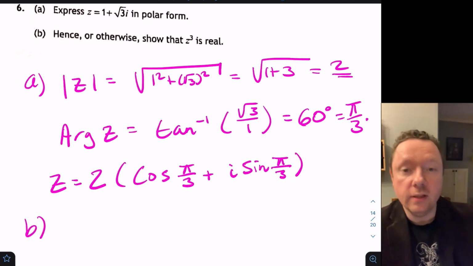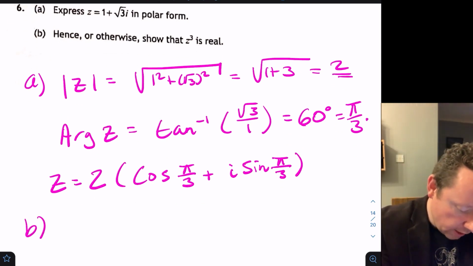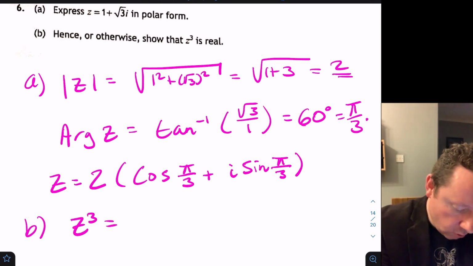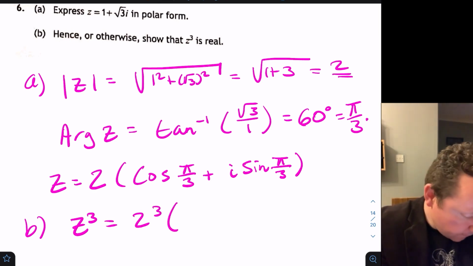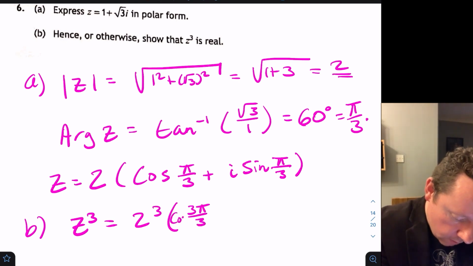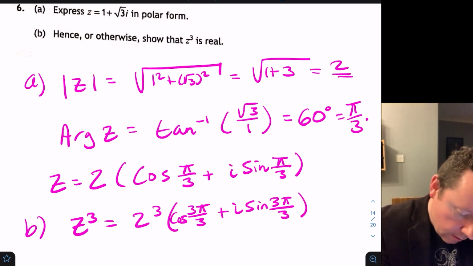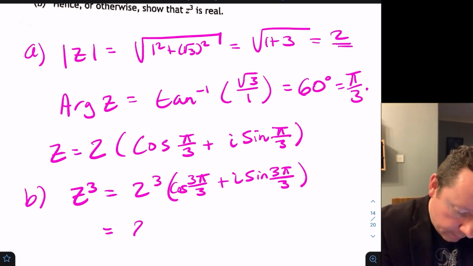Part B. Hence or otherwise show that z cubed is real. So z cubed, we can use De Moivre's theorem for this. That's going to be 2 cubed times the cos of 3 pi over 3 plus i sine 3 pi over 3. Well, 2 cubed is 8. Cos of 3 pi over 3 is just the cos of pi plus the i sine of pi.